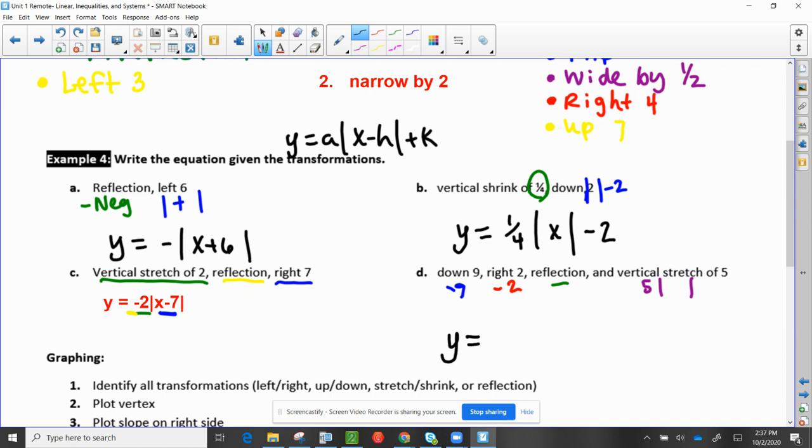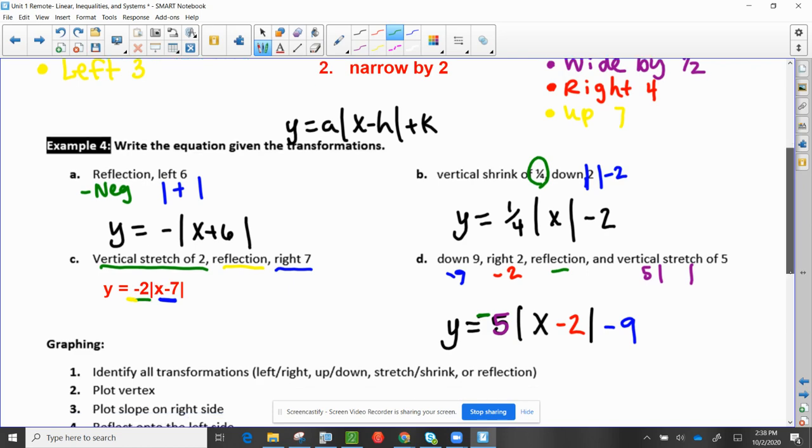So here's my equation. We know 5 goes in front because that's our coefficient, our stretch. We have a reflection, so I'm going to put a minus in front. Down 9 means we have a minus 9 on the outside. Right 2 means we have a minus 2 on the inside. Okay? Maybe I should keep this color-coded like I had it on the problem. So there's our 1, 2, 3, 4 different transformations. So we should have 1, 2, 3, 4 numbers in the problem, which we do.